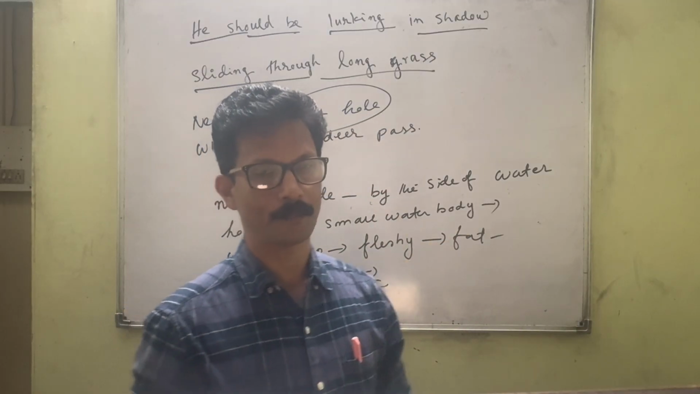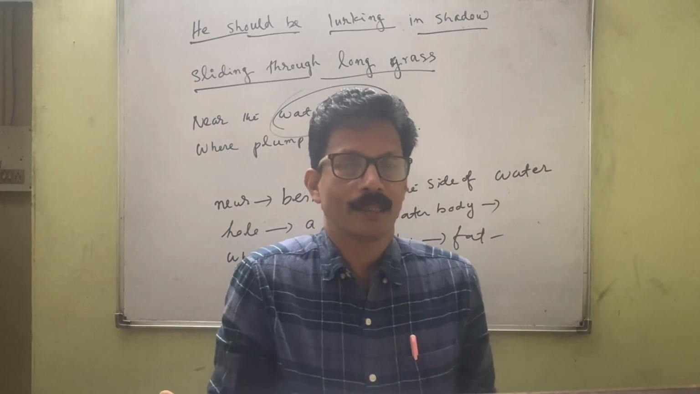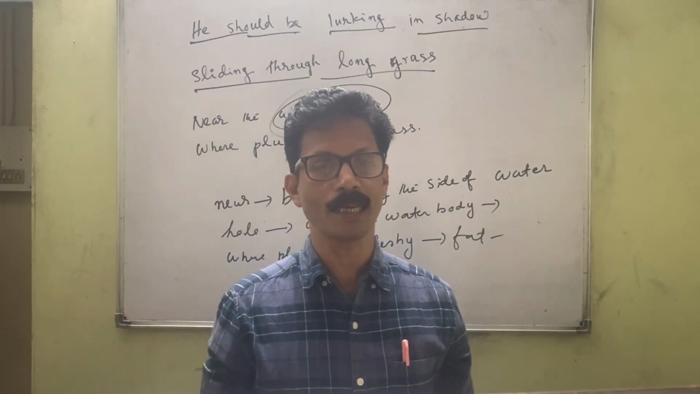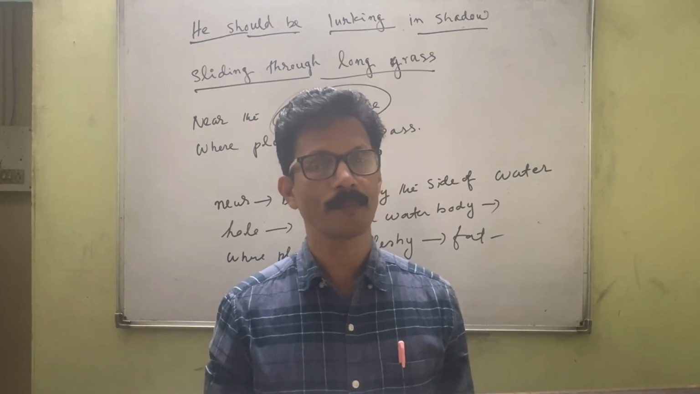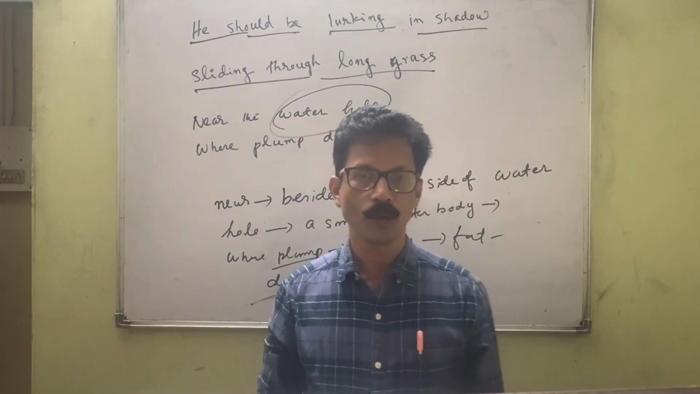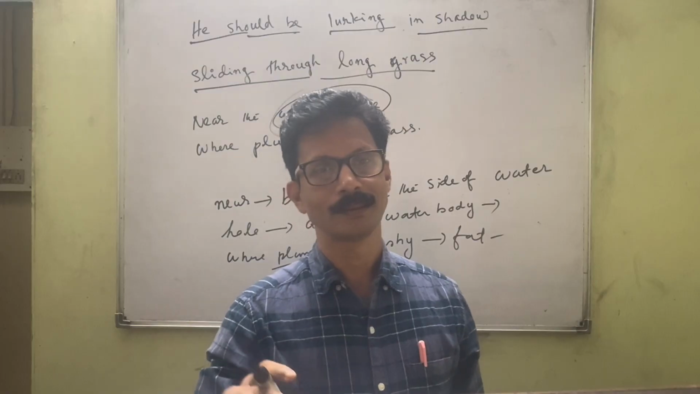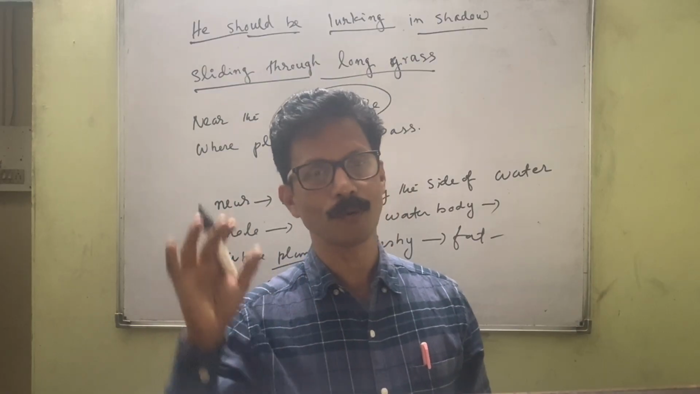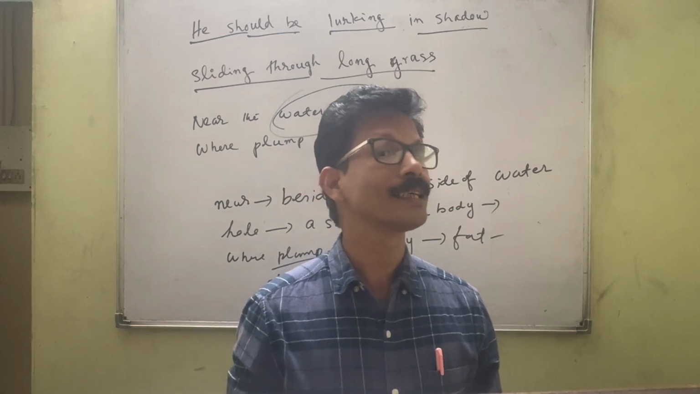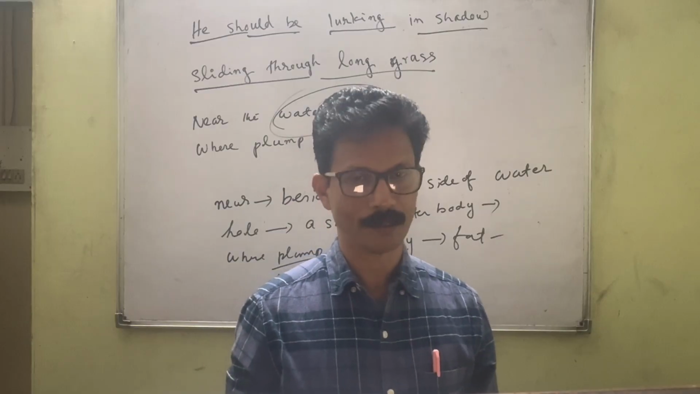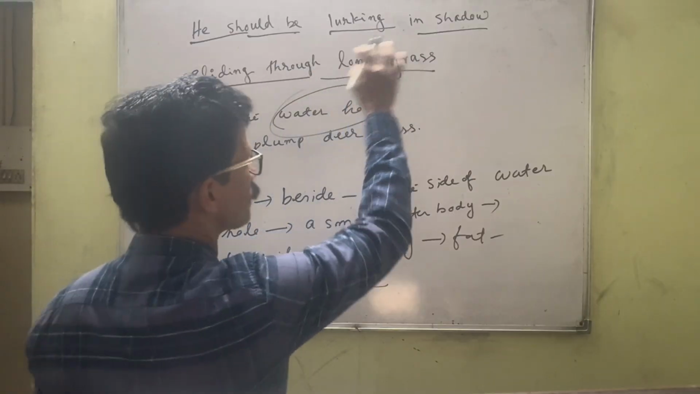What work do animals have? They don't have anything to study, no school to go to, no shop, no market. They don't have to go anywhere. The only job they have is to hunt, to look for food, to look for the animals that they can feed on. That is the meaning of this stanza. Understand my point? So he should be lurking in shadow.